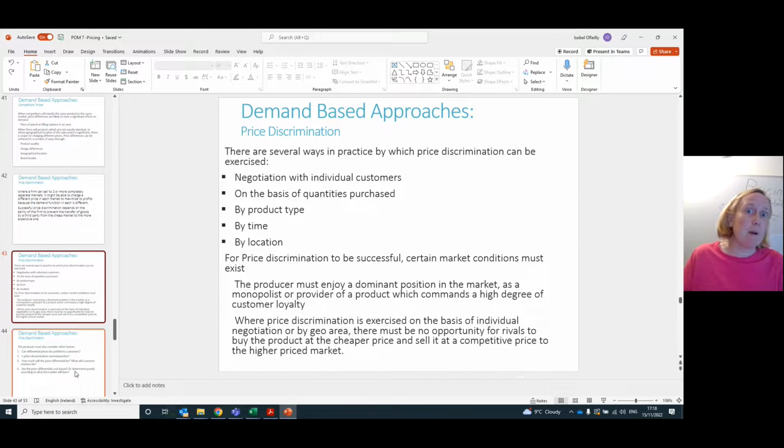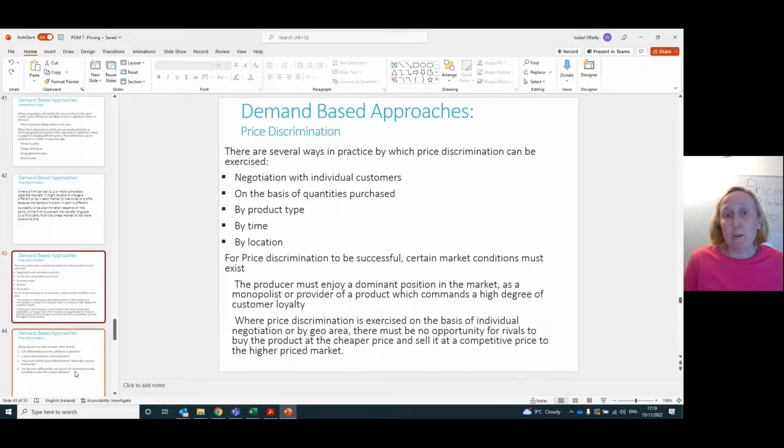For restaurants, they might have a pre-theater menu for that quieter time before 6 o'clock or before 7 o'clock sometimes in the evening, and try to spread out the demand for evening dinner. And location is kind of obvious, as we mentioned already.